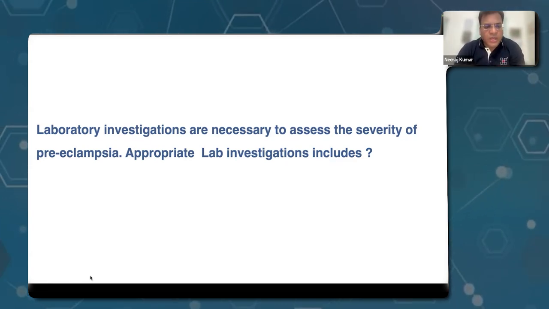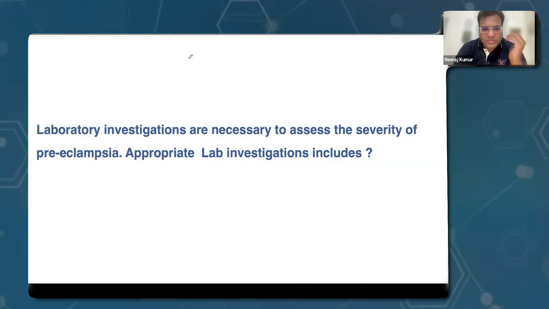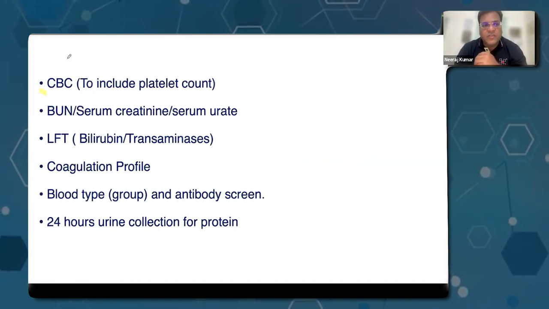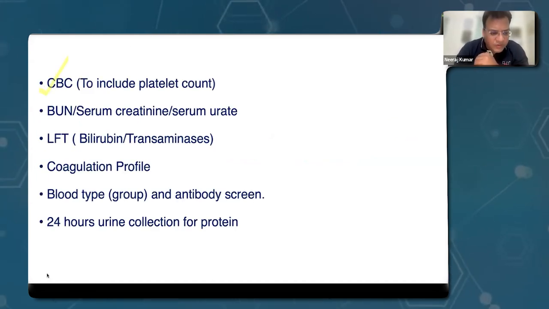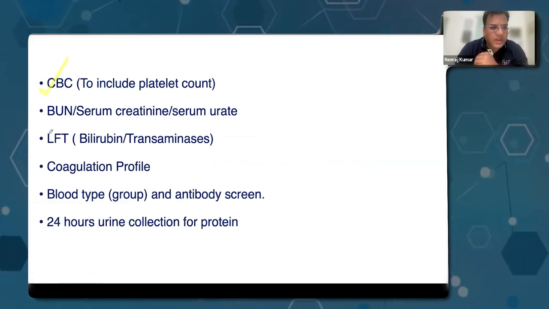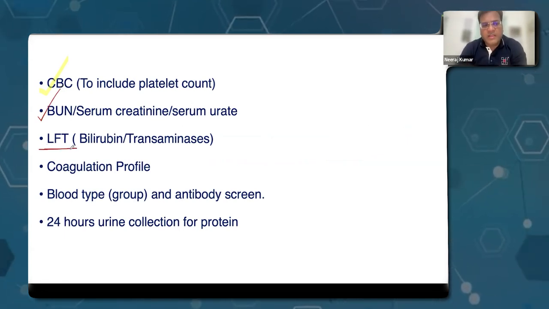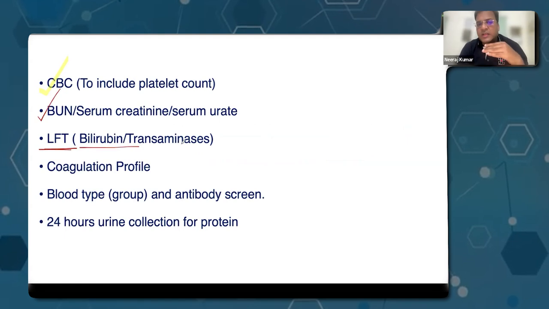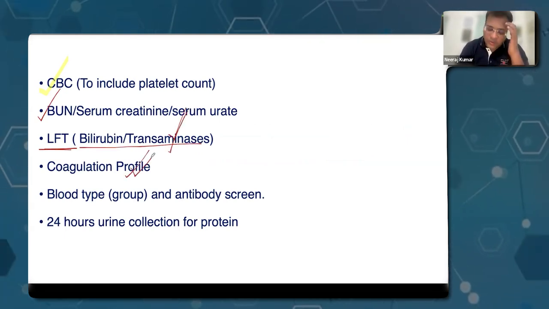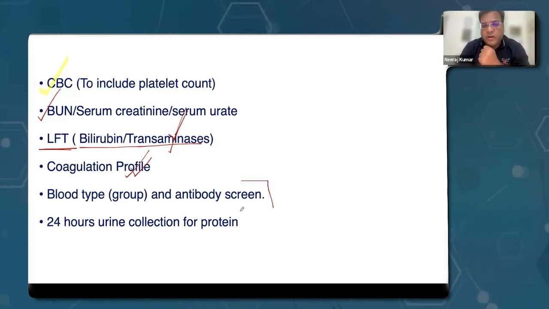Okay, now coming to the appropriate investigations, which is important: the various laboratory investigations which I already discussed. Here the lab investigation will start with your CBC first. And then, apart from your CBC, your blood urea nitrogen, serum creatinine, and serum urate level. In severe preeclampsia, the patient will show transaminitis, a deranged coagulation profile, and thrombocytopenia.